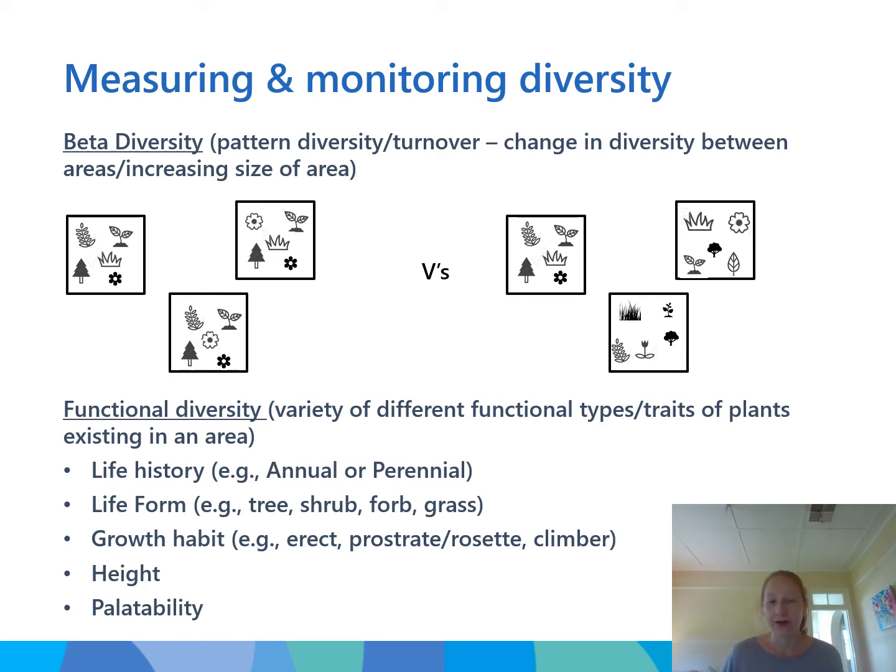We can look at the growth habit of species that are there, so whether they're erect or prostrate or climbing species, whether the species are short or tall, the varying heights of the species, the palatability of those species, and many other measures. For example, you may want to consider the nitrogen fixing species or deep-rooted species that are present in the pasture.